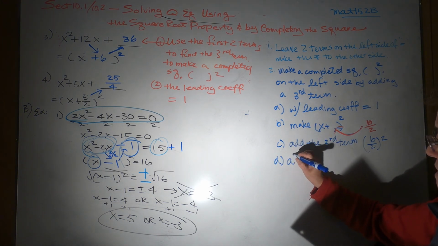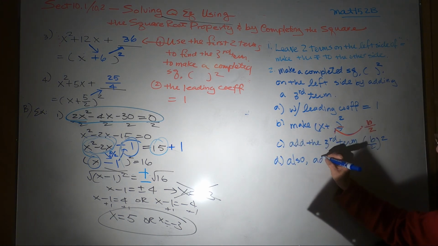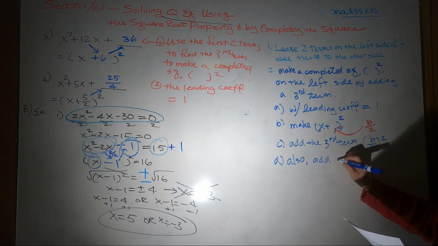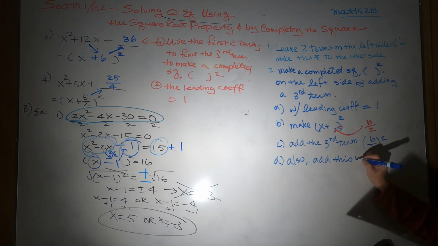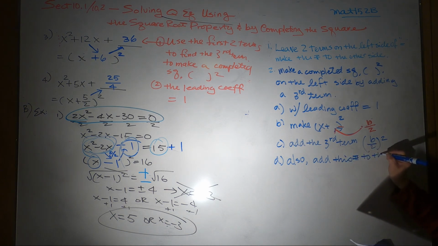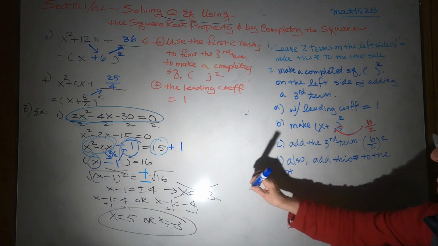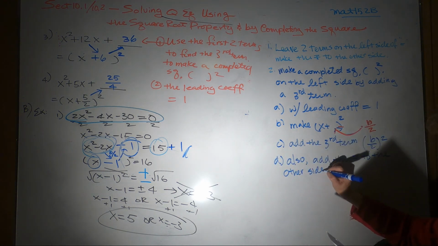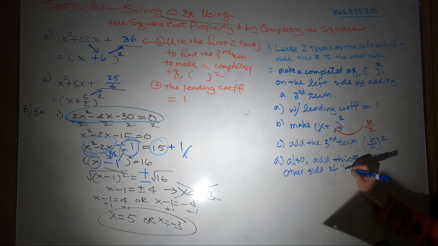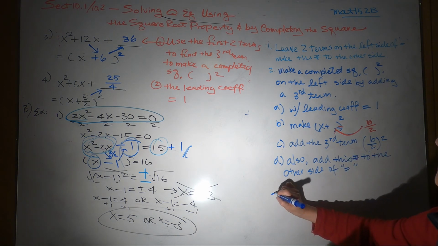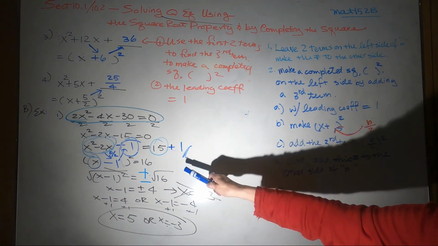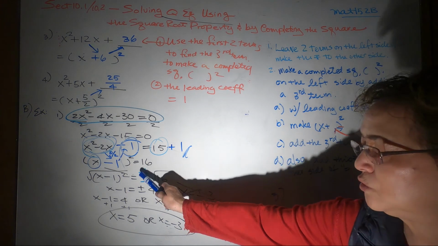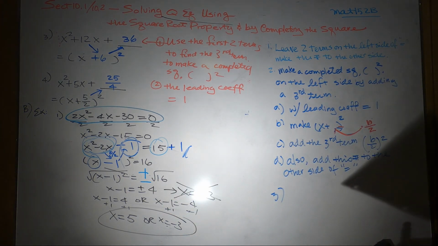Also, when we add this number, we need to add this number to the other side of the equal sign as well, right? Then after that, we finish our complete square. Then we take the square root of both sides and we solve it, right?